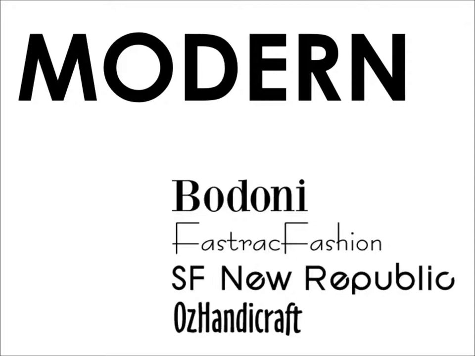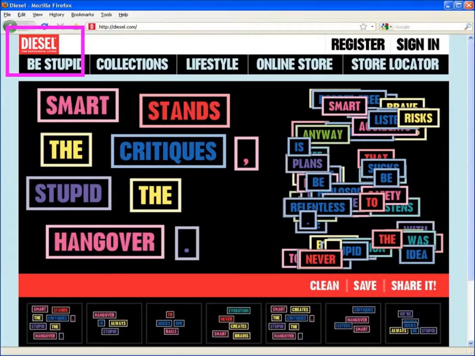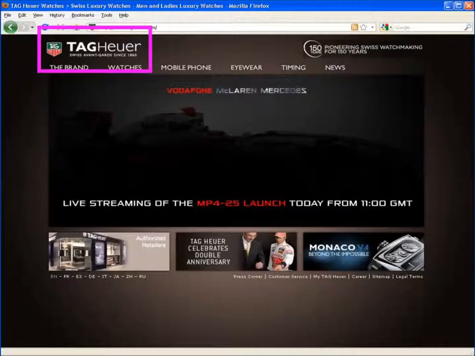Modern fonts don't necessarily mean modern as in 2014, but rather anchored to a modern moment in U.S. history. Typically the late 1800s into the early 1900s, characterized by mechanization, the explosion of consumer goods, the birth of advertising, and the movement of people to urban centers. Some contemporary businesses use modern fonts, like Men's Style, Diesel, and Tag Heuer.